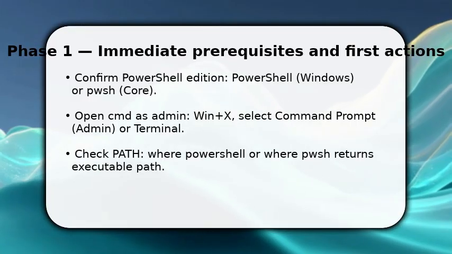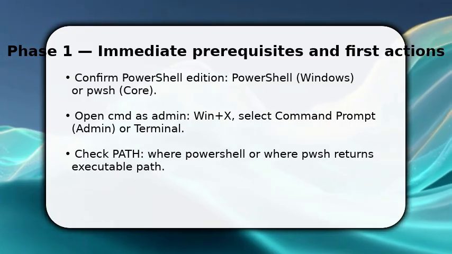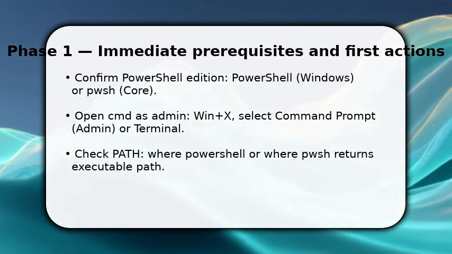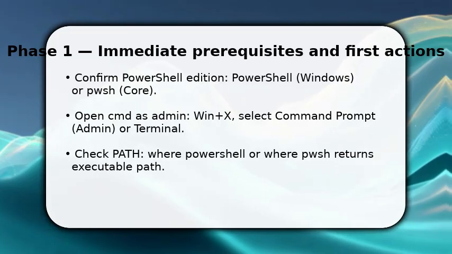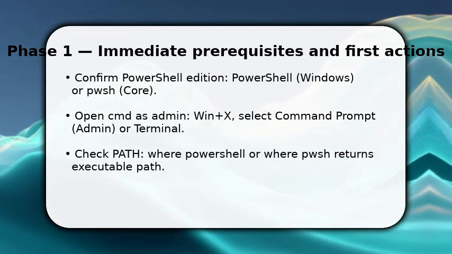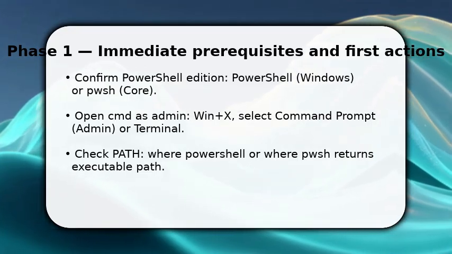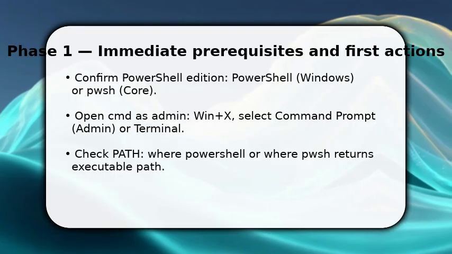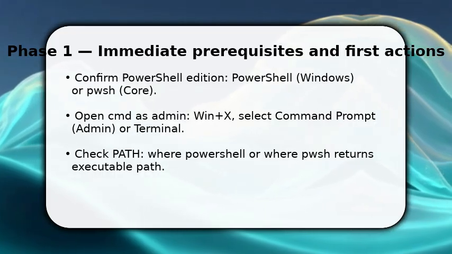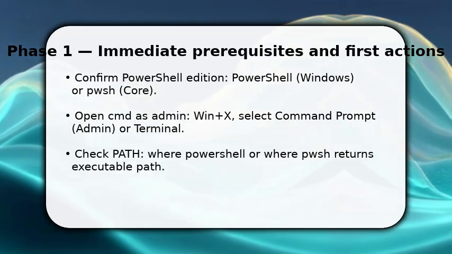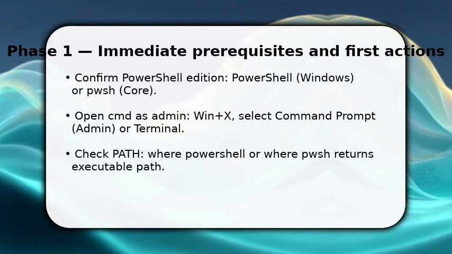You start by validating prerequisites and running the first command. Make sure you know which binary you have: powershell.exe on Windows, or pwsh for PowerShell Core. Once in an elevated CMD prompt, run where powershell or where pwsh. That confirms the path. If present, launch with powershell -NoProfile to avoid user profile scripts.